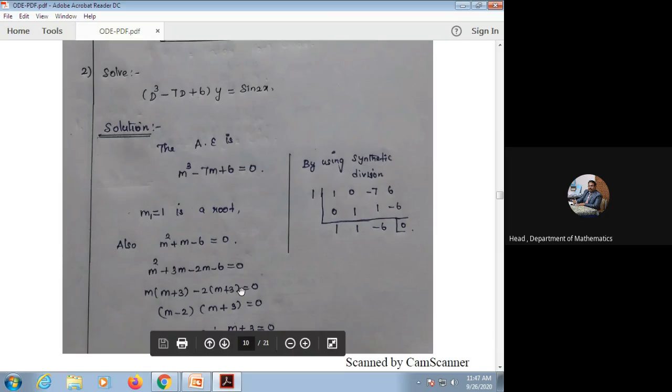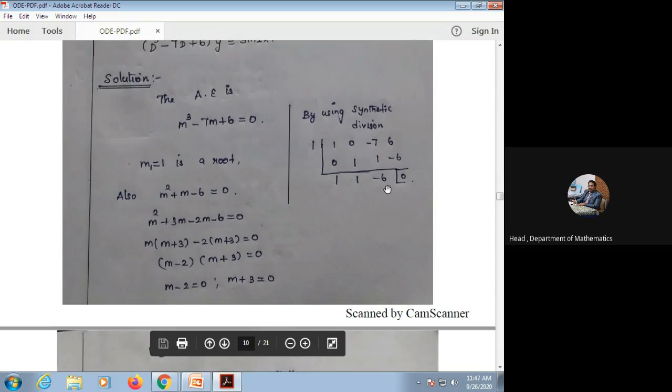Hereafter, we have to find the remaining two roots by using these values. This is the constant term coefficient, this is the m coefficient, this is the m square coefficient. We write this equation form: m square plus m minus 6 equal to 0. Now to solve this there are different methods; this is one of the methods. Here, plus m, we write 3m minus 2m, so we get m square plus 3m minus 2m minus 6 equal to 0.